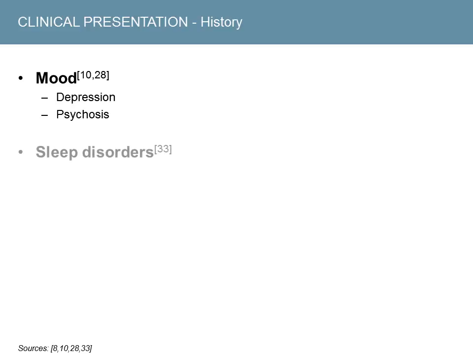Remember to consider the following related issues in your assessment. Mood. Mental state examination should be performed to exclude depression and psychosis, which can present as pseudo-dementia. These conditions can develop secondary to dementia, but they can also exist independently. Sleep disorders.